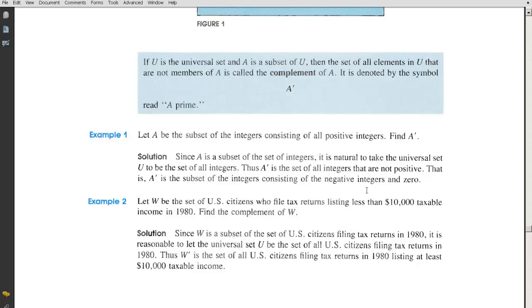Okay, another example. Let W be the set of all U.S. citizens who filed tax returns listing less than $10,000 taxable income in 1980. Find the complement of W. So it's the set of citizens who filed taxable income in 1980 that were at least $10,000 or more, in other words.